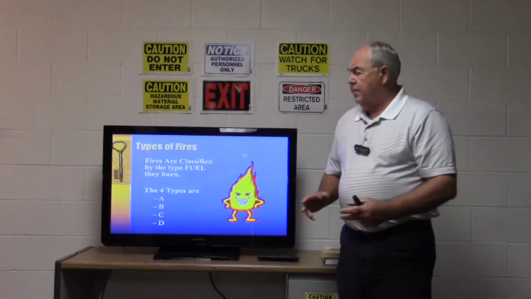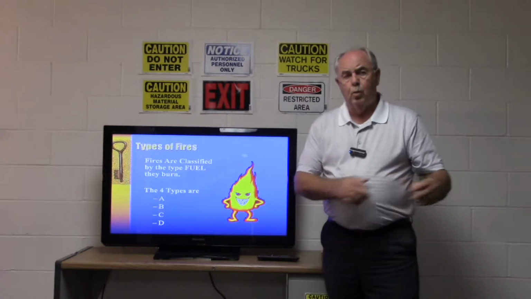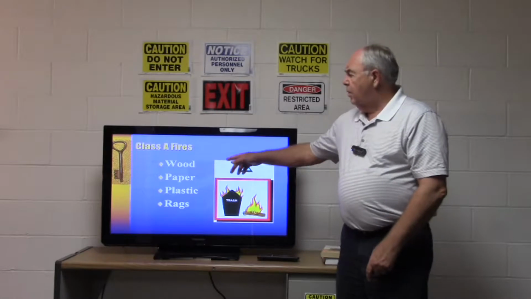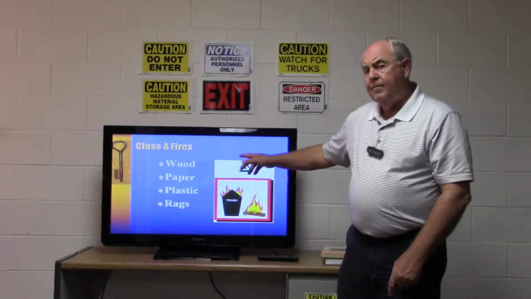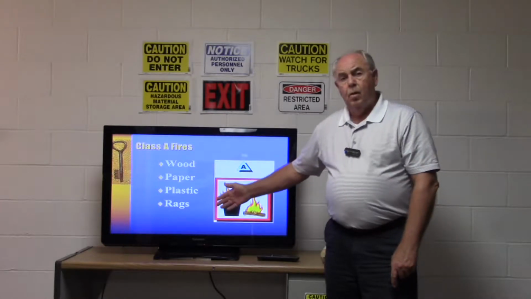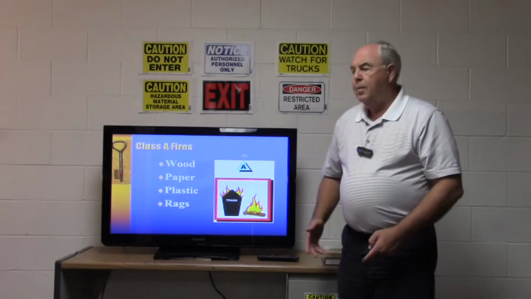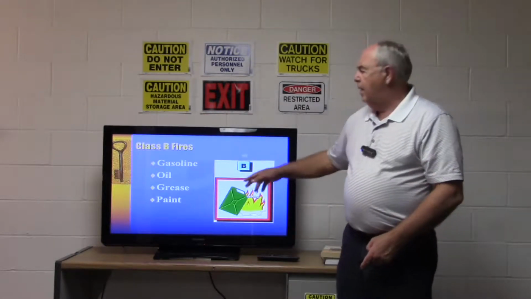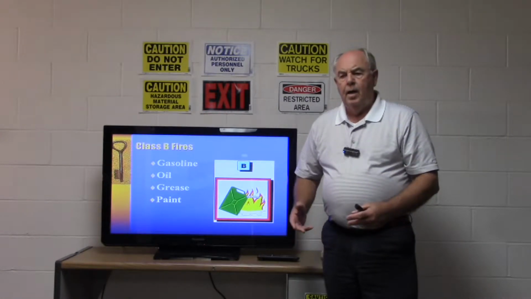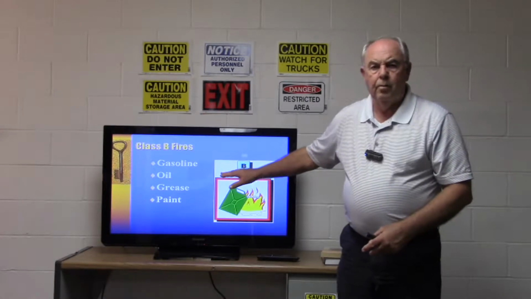So when we classify fires, we think about the different types of fires, whether it's a gas fire or a wood fire. They're broken out in types of A, B, C, and D. So when we talk about a Class A fire, we're looking at a wood fire, a paper fire, a plastic, or maybe even some rags, something you would normally be able to put out with water. But when we talk about a Class B fire, that's gasoline, oil, grease, paint, things of that nature. These are items you don't want to put water on, by the way.